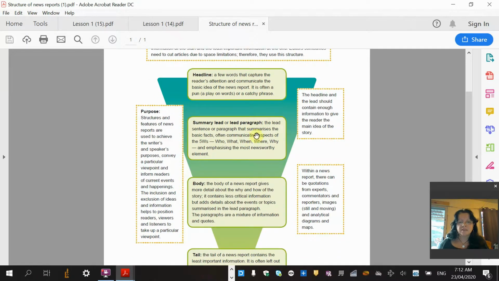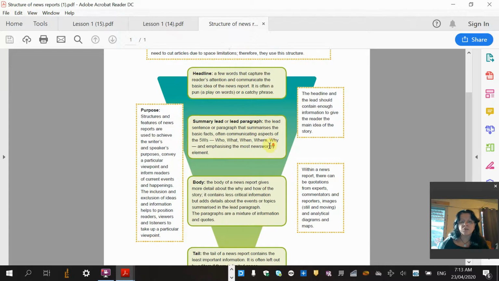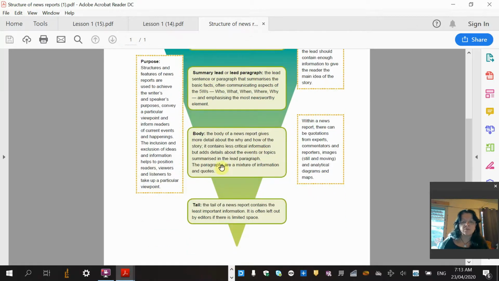Then the first is the lead paragraph, and you can see how it's so important that the headline catches the attention, because that's going to tell the reader what it's about in a really catchy way. Then the next part, as the triangle comes down, answers those 5 questions of who, what, when, where, and why in your summary or lead paragraph. And then it goes down to the body, gives a few more bits of information.